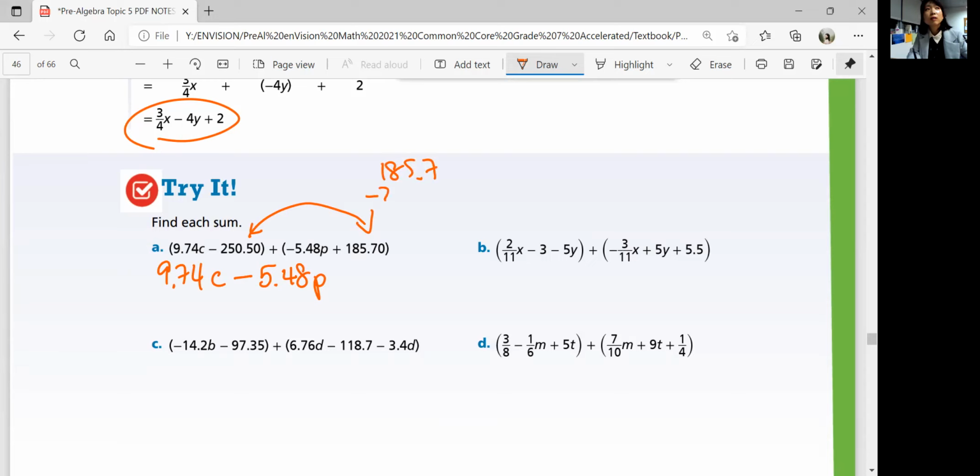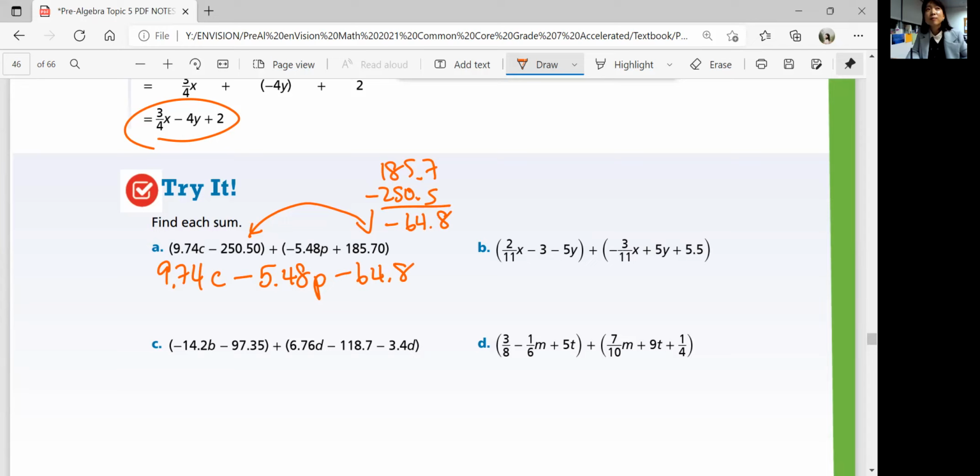185.7 minus 250.5 is negative 64.8. So that is your most simplified expression. You cannot simplify further. That's it. They're all unlike terms, so you cannot add them. Okay, stop here.